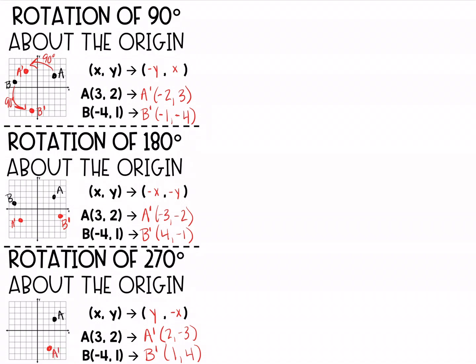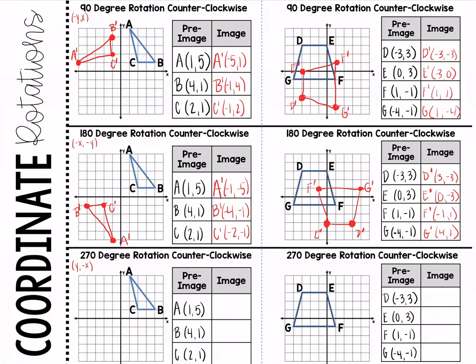And if you notice, that's a whole rotation. That's 270 degrees. Okay, and then B is negative 4, 1. And so B prime is 1, 4. If you notice from here, that's 270 degrees.